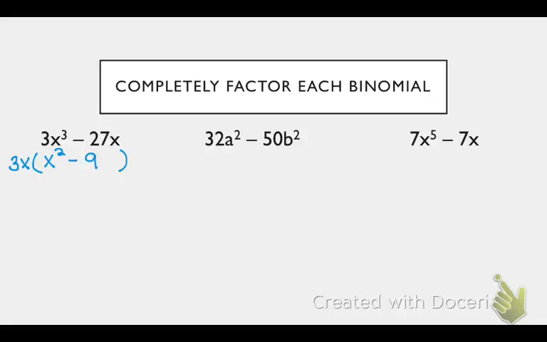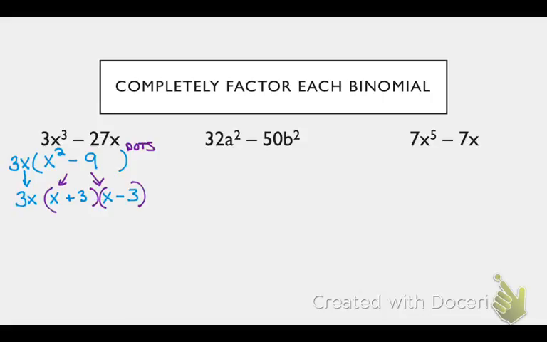Now, I'm not finished, because if you look at the remaining binomial, this is the difference of two squares. So this factors into two more binomials, but what I have to remember to do is not drop that first factor. So I carry down the 3x, and then this factors into the pattern of dots. So I take the square root of x squared, x and x, and the square root of 9 would be 3. So this has three factors: 3x times the quantity of x plus 3 times the quantity of x minus 3.